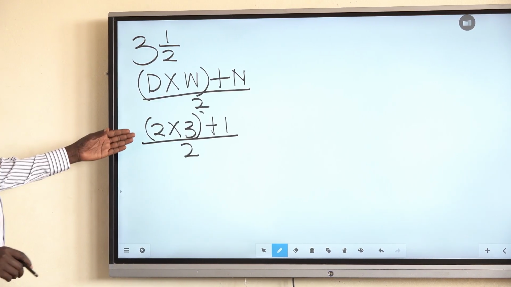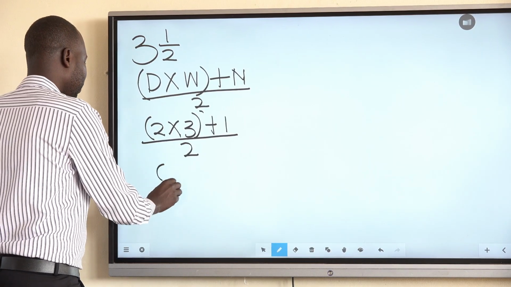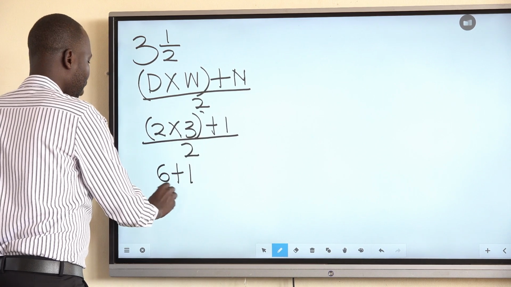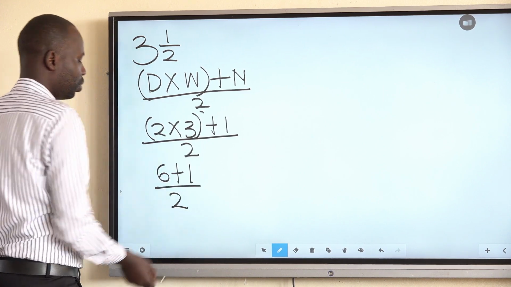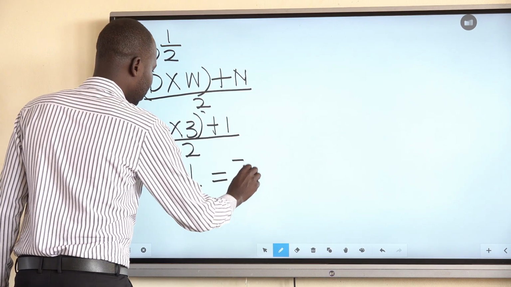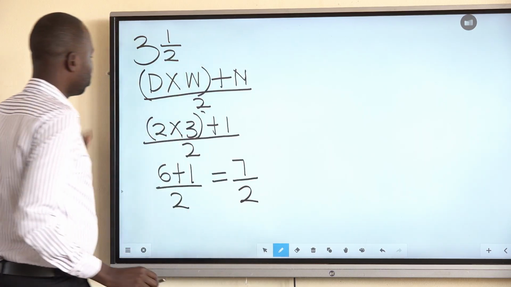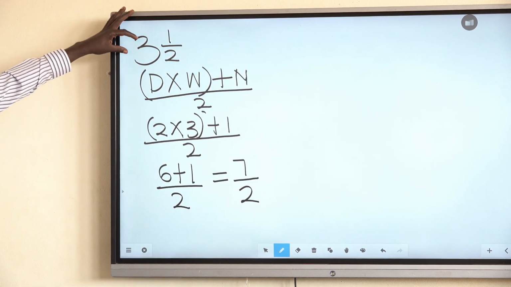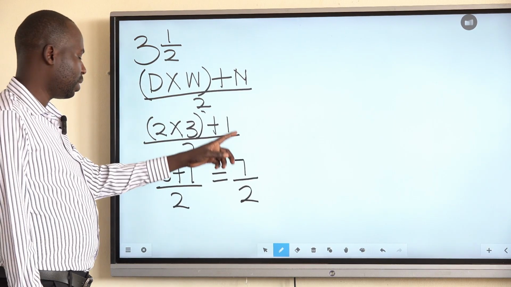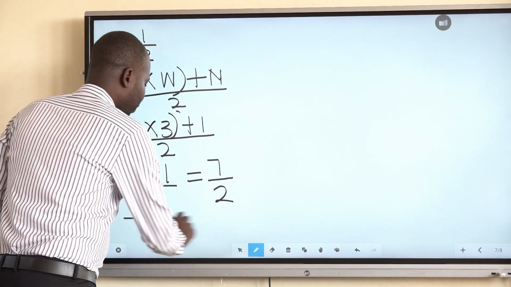Then you come here and work out this. 2 times 3 gives us 6, plus the 1 which is there, out of 2. So the final answer will be 7, which is 6 plus 1, out of 2. So when you convert this number to an improper fraction, you come up with 7 out of 2. And this is your final answer.